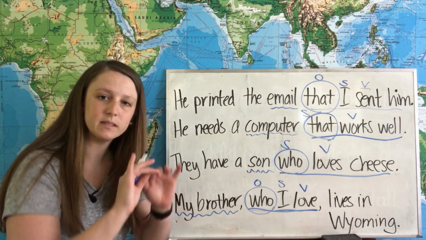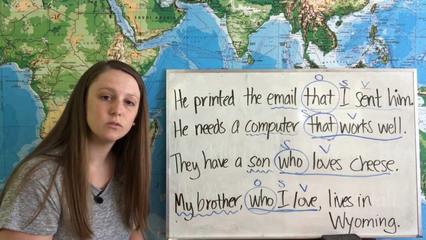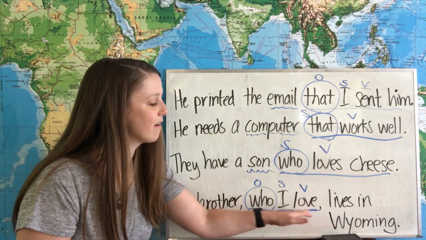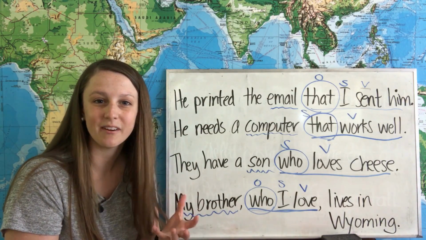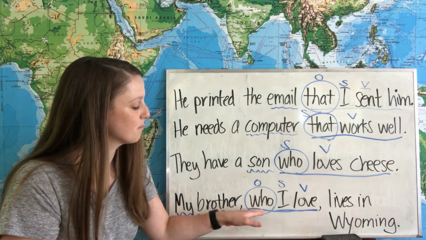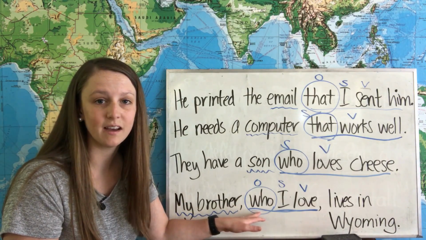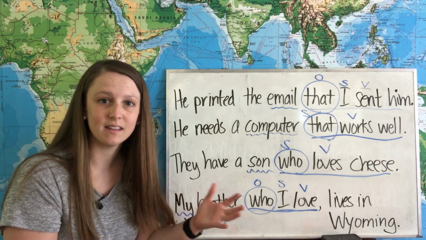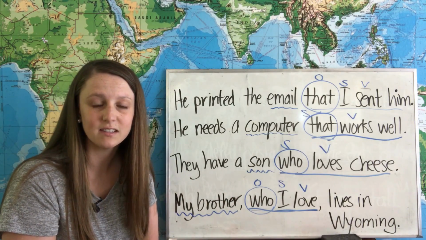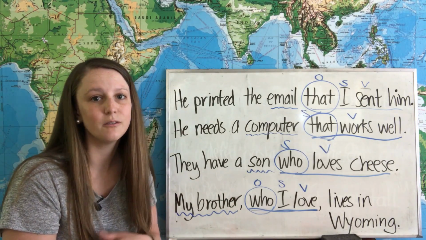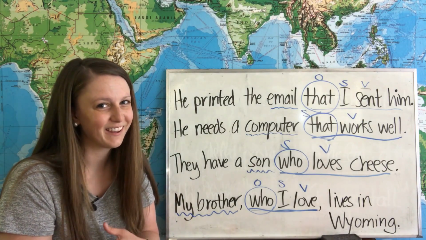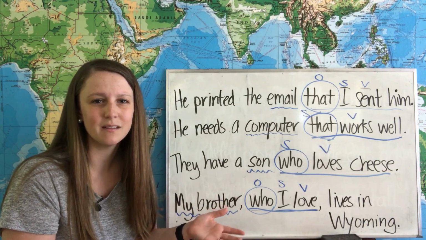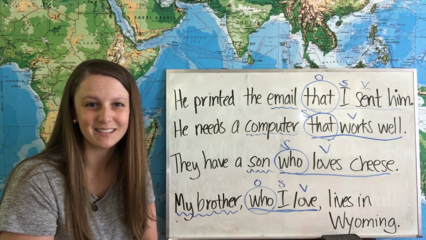And let's think about if we divide this into two sentences. The two sentences would be, my brother lives in Wyoming. I love him. Him, my brother. That's the object of the sentence. And our pronoun here is taking the place of that object. So when you're trying to decide if the relative pronoun is the subject or the object of the adjective clause, there are a couple of things you can do. You can first look for the verb and try to figure out what the subject of that verb is. If you can't find one, probably the relative pronoun is the subject.